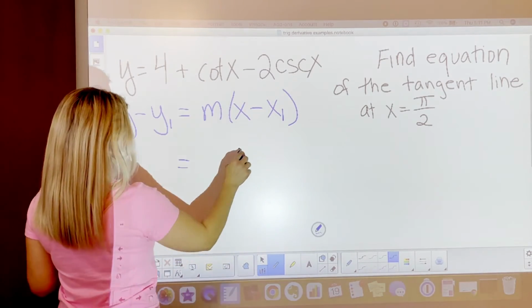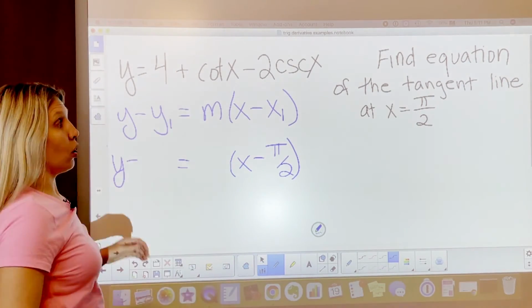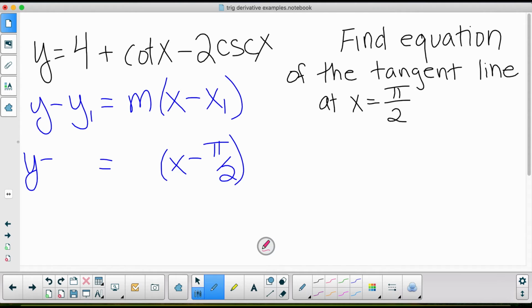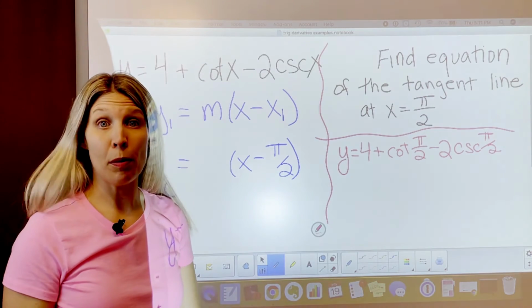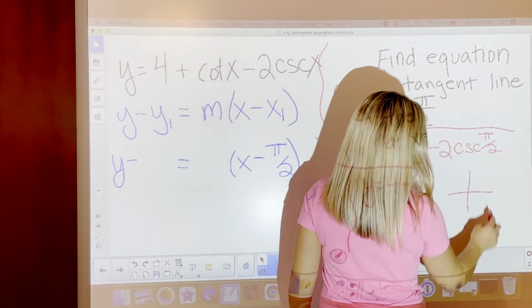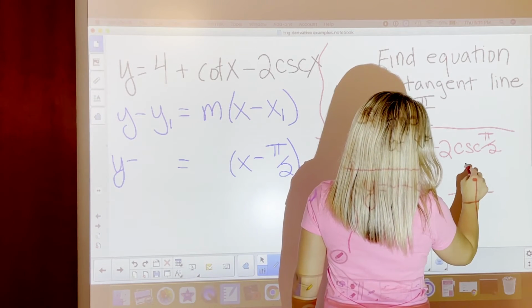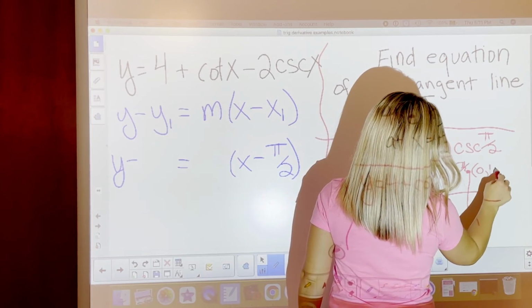And in this case, they already gave us our x value, so I can go ahead and plug that piece in. And now I'm going to go ahead and solve for my y value. So in this problem, I'm going to go ahead and break this up here. We're going to write y equals, we've got 4 plus cotangent at pi over 2 minus 2 times cosecant at pi over 2. So hopefully you remember where pi over 2 is. So on your circle, pi over 2 is up here, and this coordinate is our x value is 0, our y value is 1.